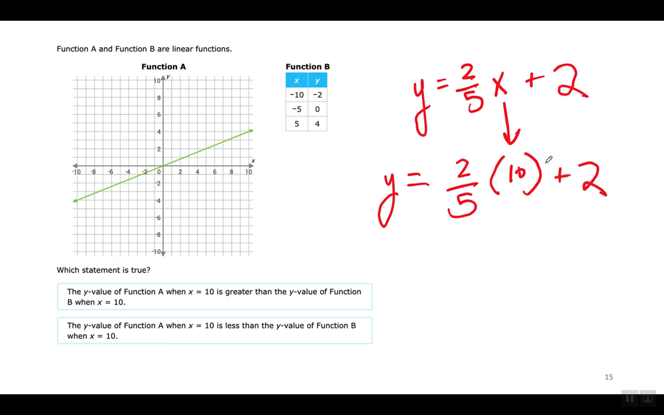Again, the more that you could do mental math, the quicker this is going to be and easier. The fast way is 10 divided by 5 is 2. 2 times 2 is 4.